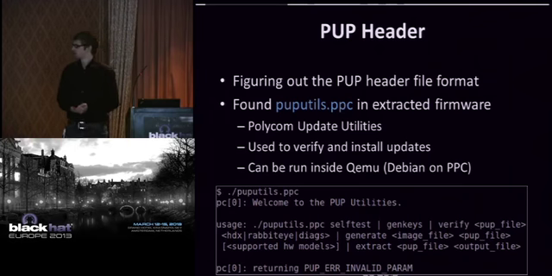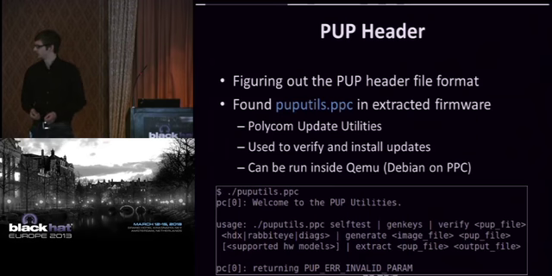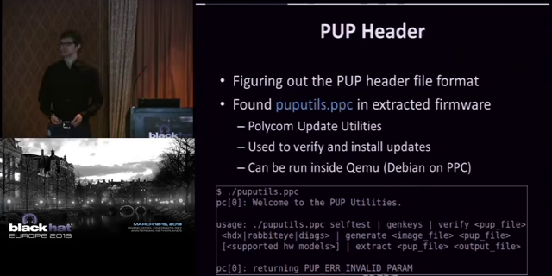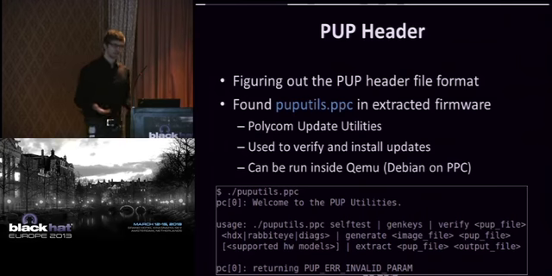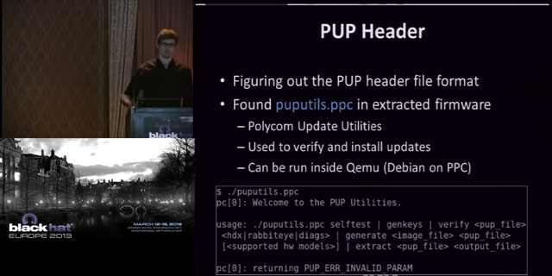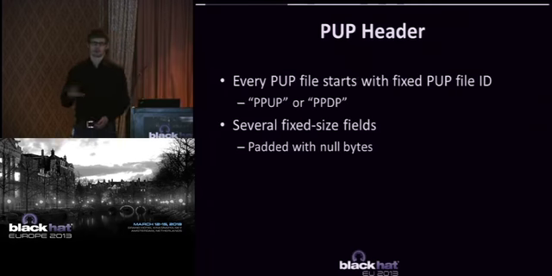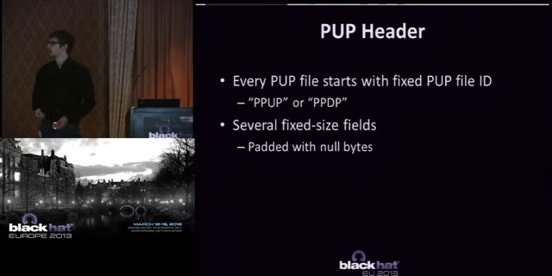What's interesting is, if you take a look at the usage information, it's not only used to verify and install updates, but it's also used to generate updates. For example, you have a command generate, or you have a command gen keys. So it looks like this binary is actually also used by Polycom to generate update files, which is interesting because it's shipped with every device to every customer. So we reverse engineered that binary to find out the exact format of the header.